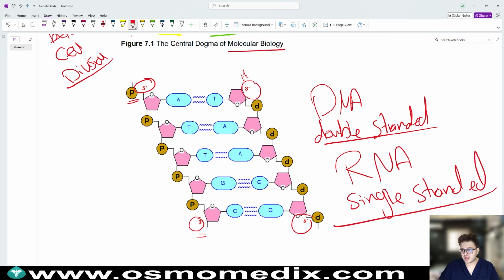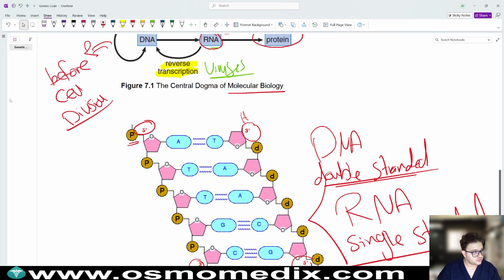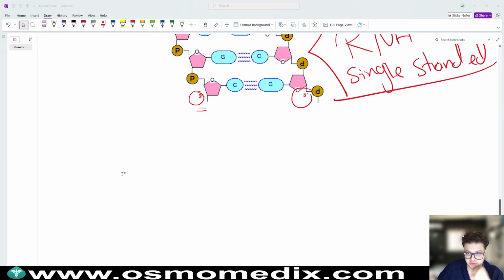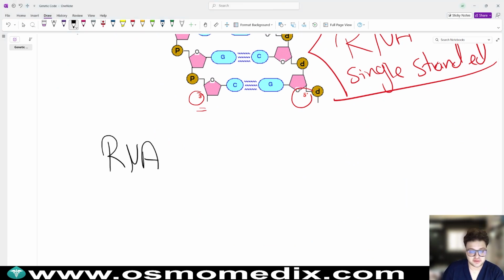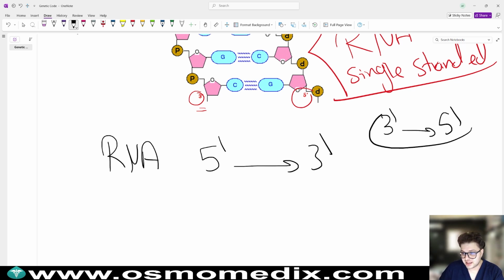So what is the strand that we will use to make RNA? Because we have a double strand right here, so we must use one strand only to make the RNA. In any prototypical gene, RNA is synthesized in the 5 to 3 direction, and it is anti-parallel to the 3 to 5 strand, which we call the template strand on the DNA.